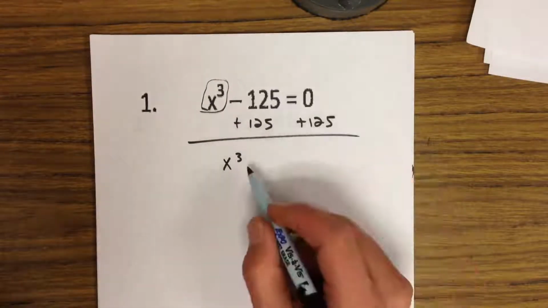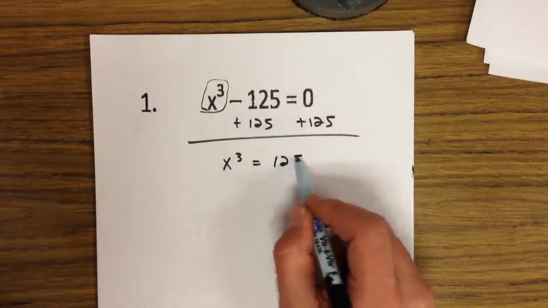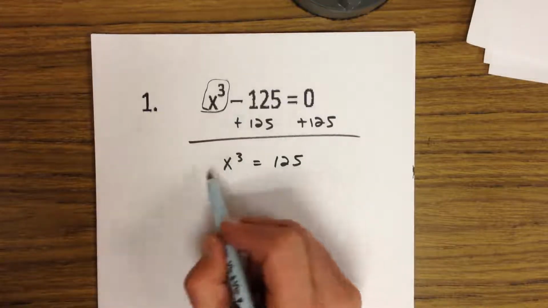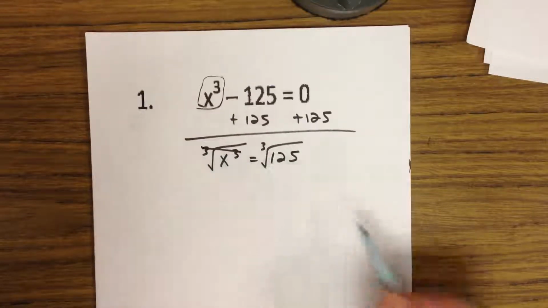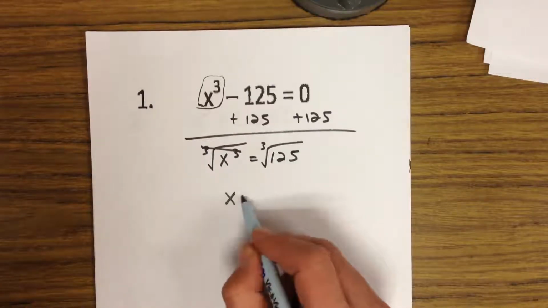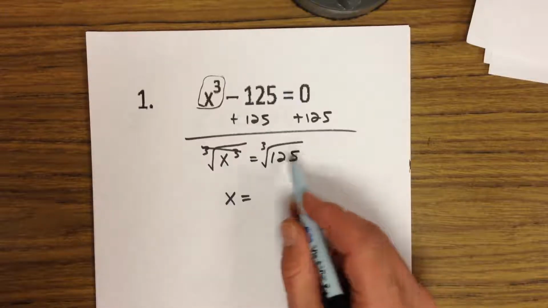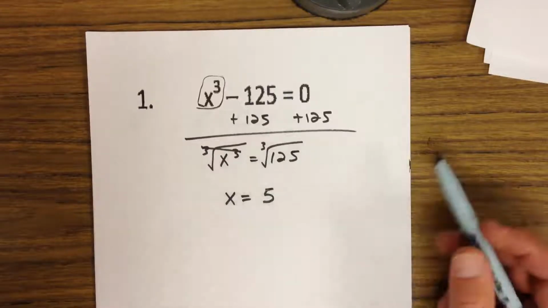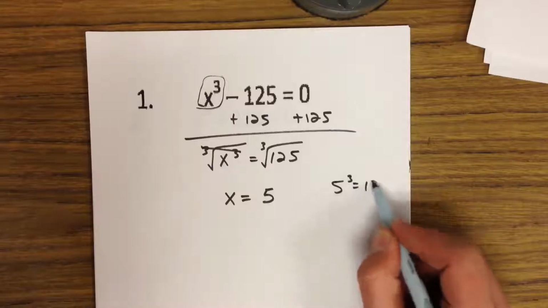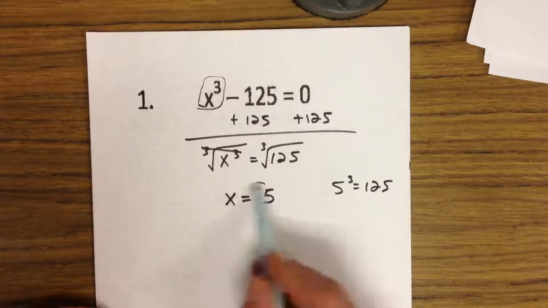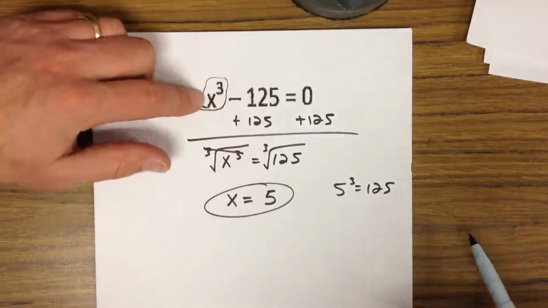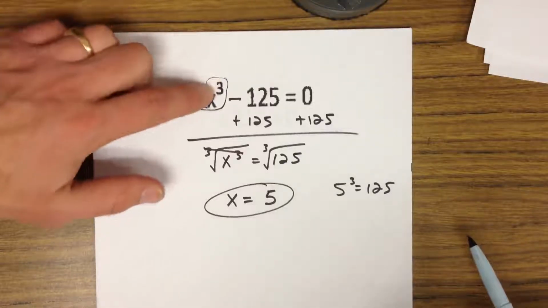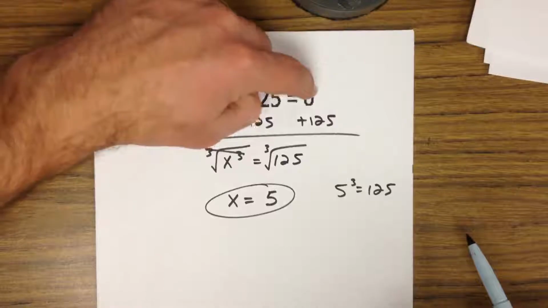All we have to do is get rid of the 125, and then the opposite of something cubed is cube root. So that cancels out, they're opposites. So I have x, and then the cube root of 125 is 5, because 5 cubed is 125. And that's my answer. And if you plug it back in, it's the only number that makes sense. 5 cubed is 125, minus 125 is 0.